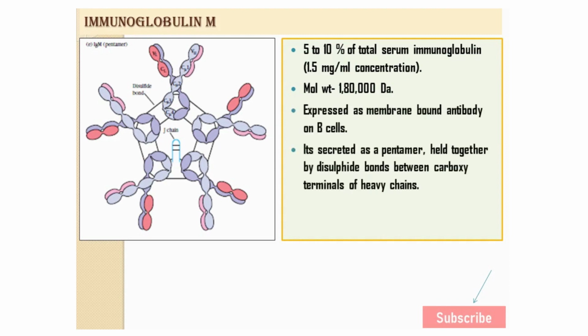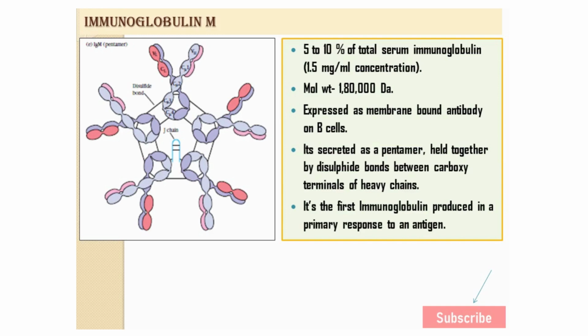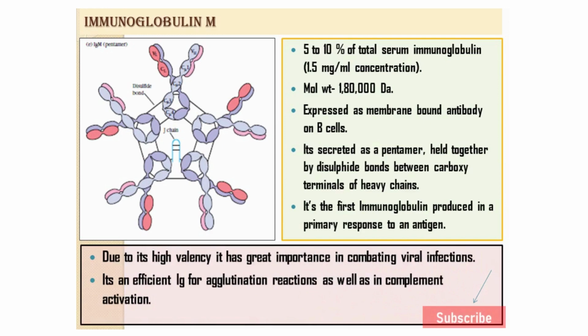It is secreted as a pentamer held together by disulfide bonds between carboxy terminals of heavy chains. It was the first immunoglobulin found to be produced in a primary response to an antigen. Due to its high valency, it has great importance in combating viral infections, and it is highly efficient for agglutination reactions as well as complement activation.